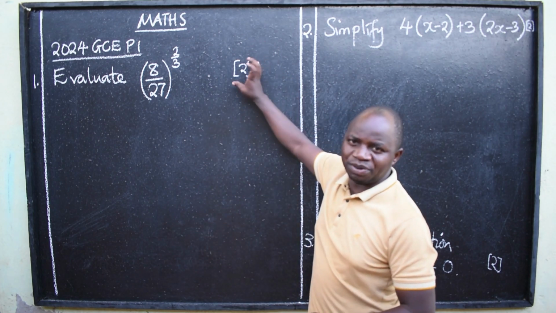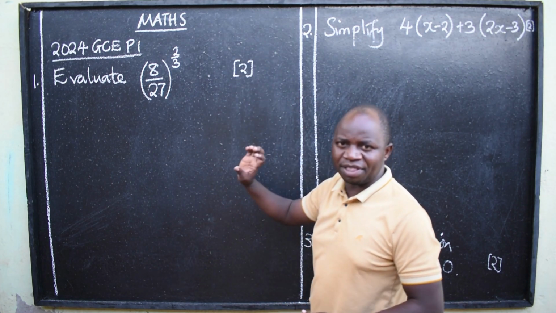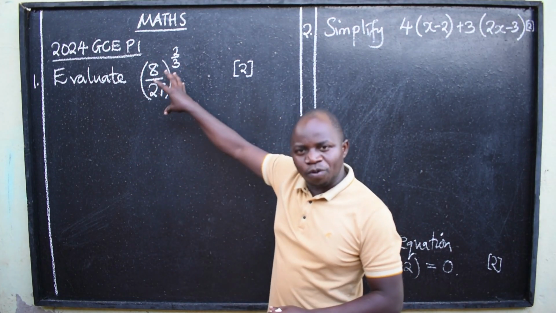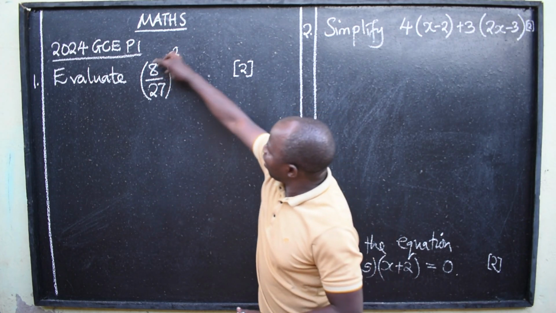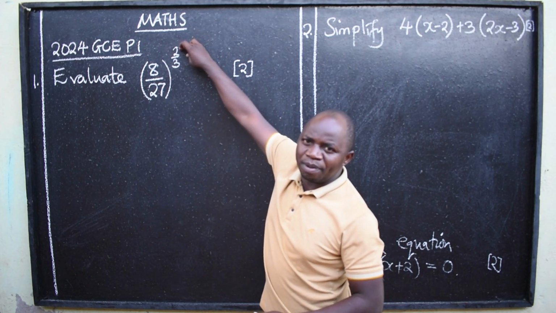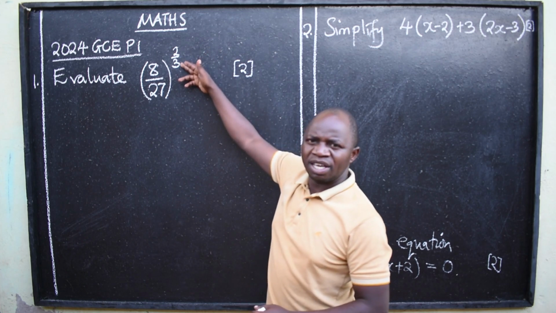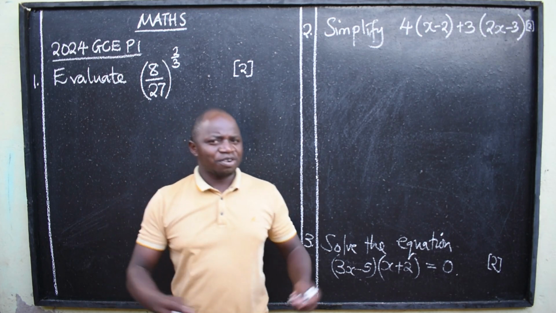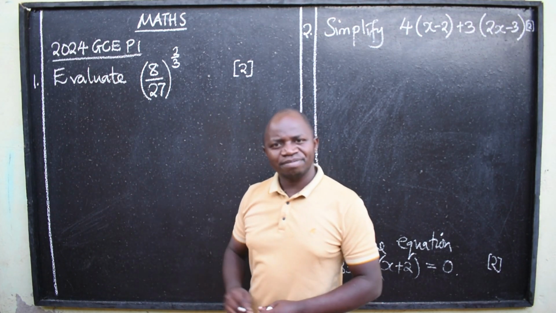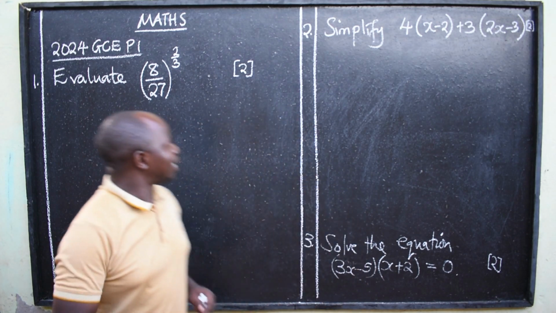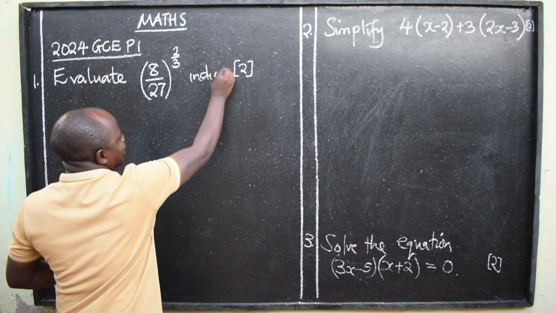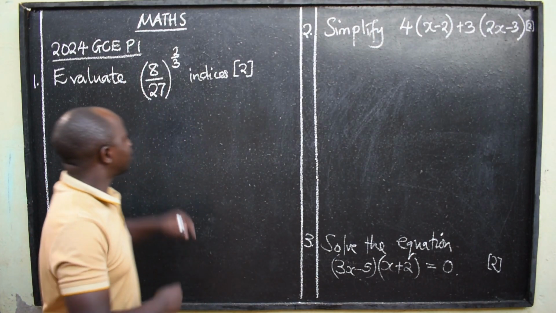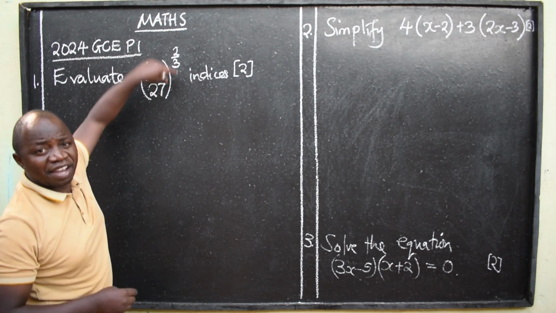Remember, the number of marks will guide you. How do you get everything here? First of all, I have to identify the topic from which the question is coming. Look at this: 8 over 27 raised to the power 2 over 3. What topic is this? Pause the video and tell me. If you said these are indices, then you are correct. These are indices or index notation. Now let's look at how you can evaluate, find the exact value.